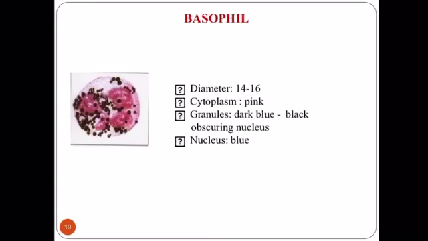Basophil has a diameter of 14 to 16 micron. The cytoplasm is pink, in which the granules are dark blue or black, obscuring the nucleus. And the nucleus is blue. In a normal adult or normal person, basophils are not visible in the peripheral smear. Their count increases in various disease conditions like chronic myeloid leukemia and other conditions.